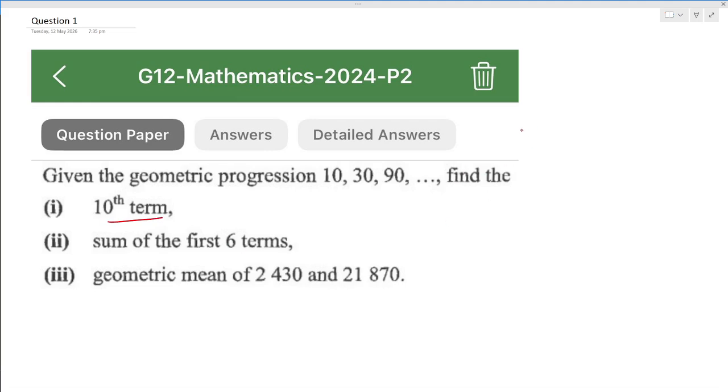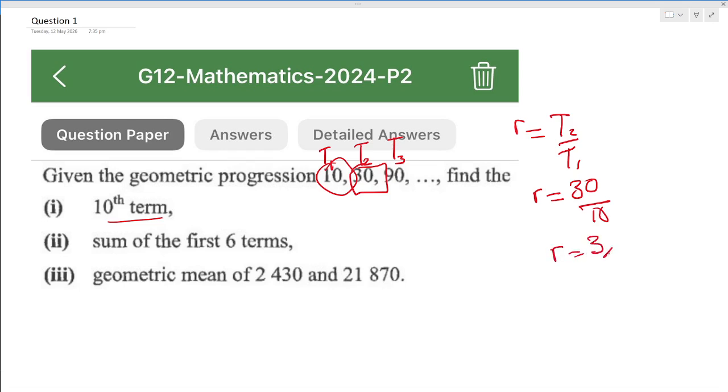The first thing you do, you need to find the common ratio, because the common ratio has not been given to us. They've just given us the terms. So how do you find the common ratio? This is term number 1, this is term number 2, and this is term number 3. The common ratio is given by T2 divided by T1. T2 is 30, so we say 30 divided by T1, which is 10. The zeros cancel. 3 divided by 1 gives us 3. So our common ratio is 3.